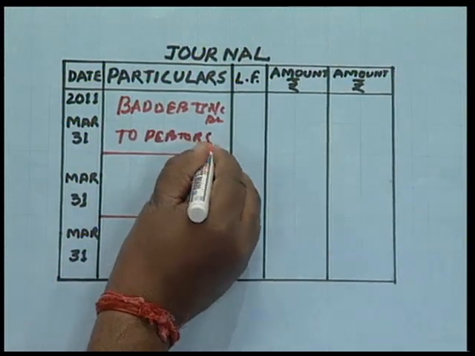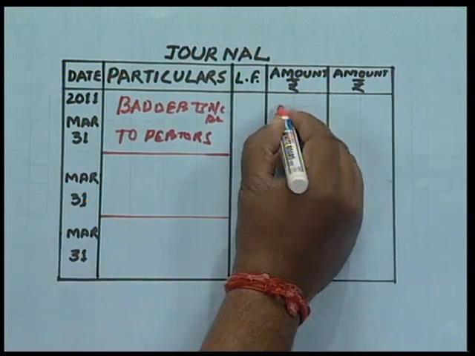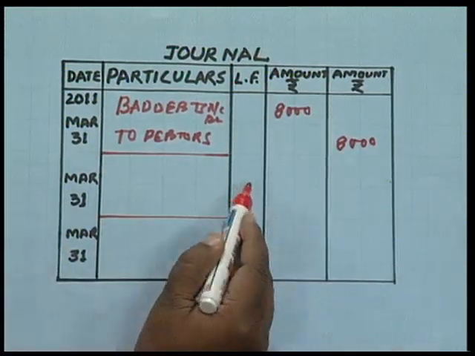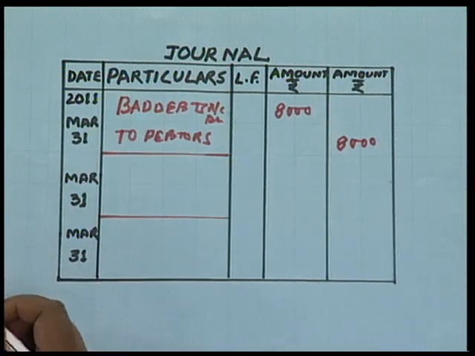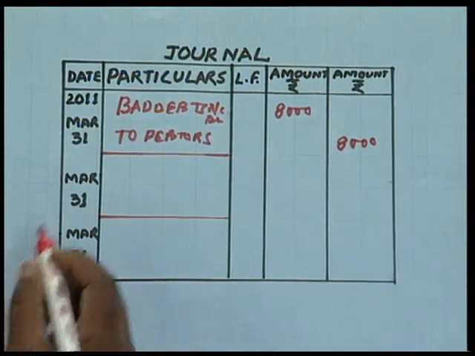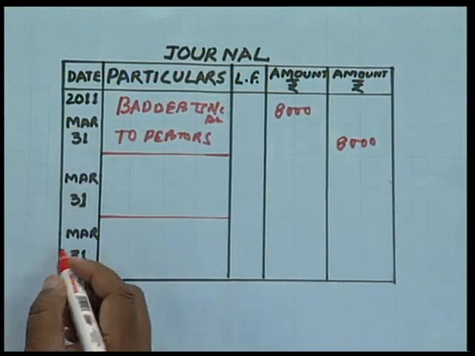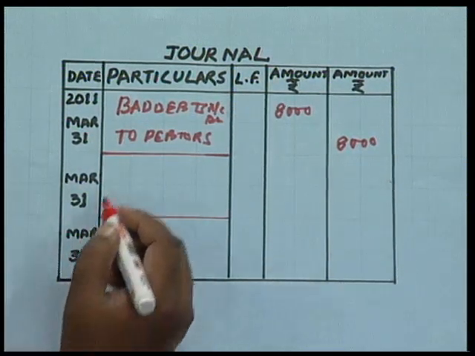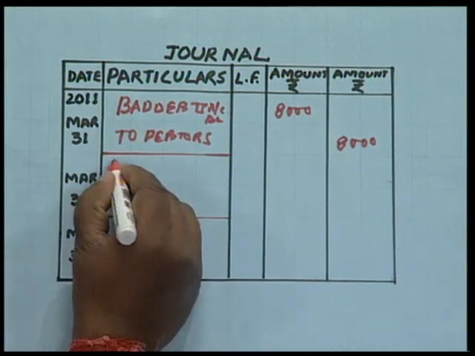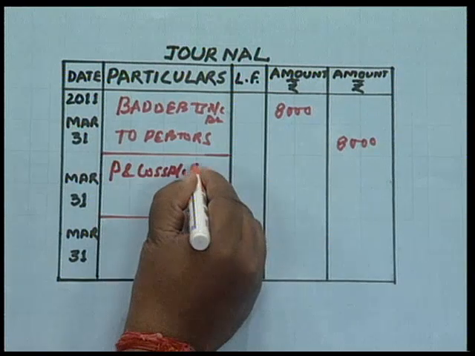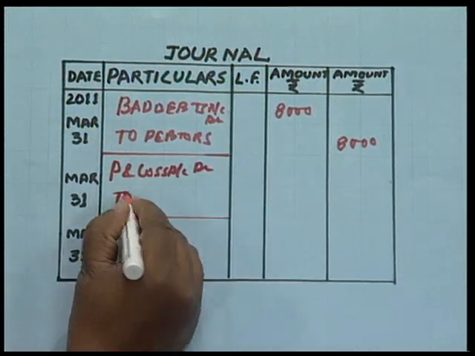And how much was the bad debts? The bad debts was rupees 8,000. This bad debts will be shown in the debit side of profit and loss account. So, after passing the entry for bad debts, this bad debts is to be transferred to profit and loss account at the end of the year by passing the entry: profit and loss account debit to bad debts.